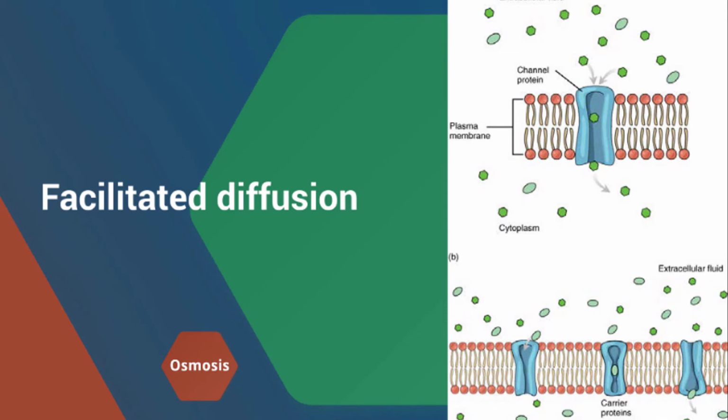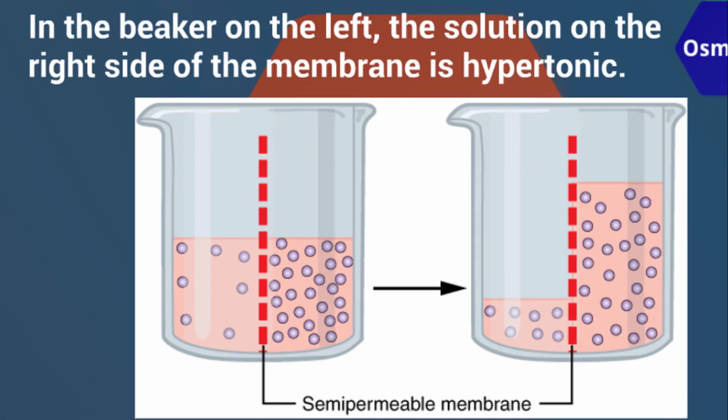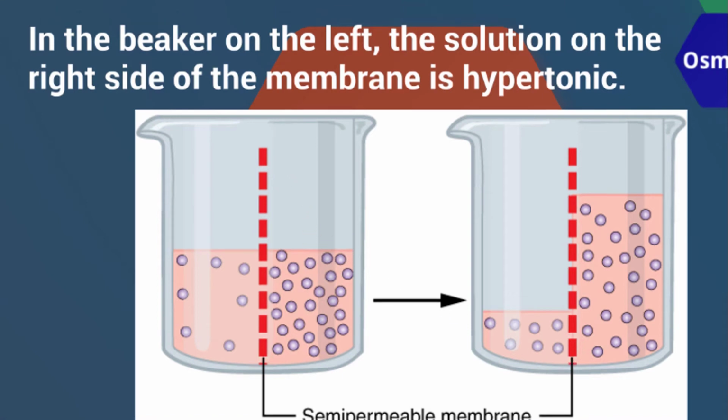So that sodium ions can move down their concentration gradient from outside the cell to inside the cell. Next type is osmosis. Osmosis is the diffusion of water through a semi-permeable membrane.